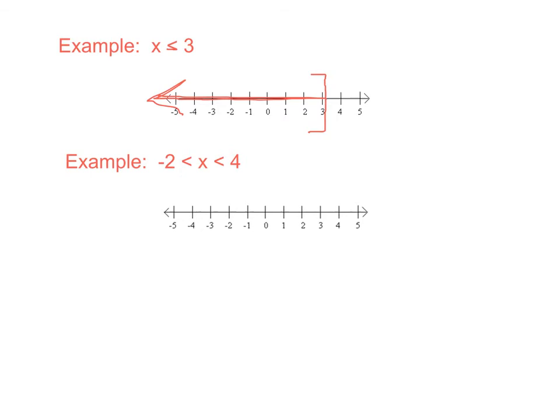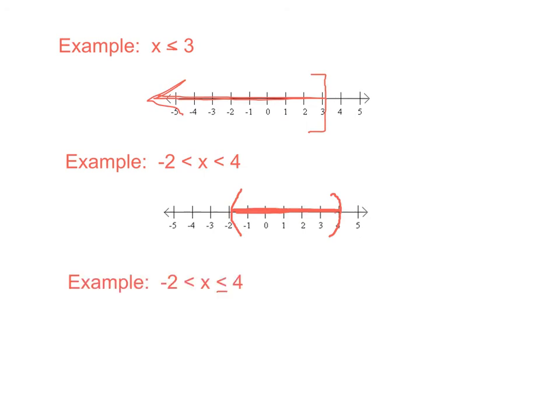So at 4, I'm going to have a parentheses. And at minus 2, I'm going to have a parentheses, but going in the opposite direction. And the values that we want are between minus 2 and 4. So it's basically these values in here. Everything between minus 2 and 4, but not including minus 2 and 4.